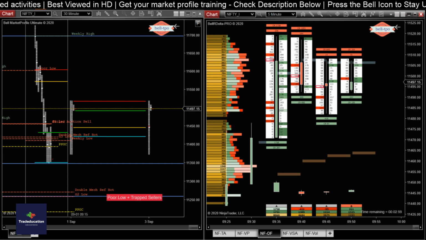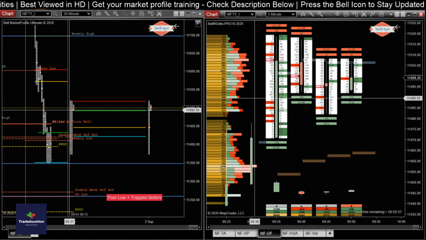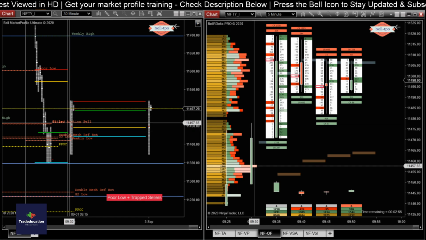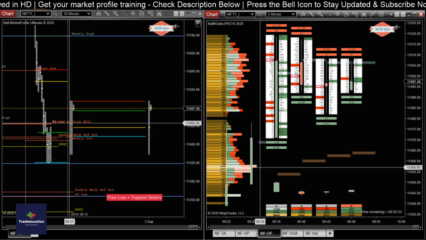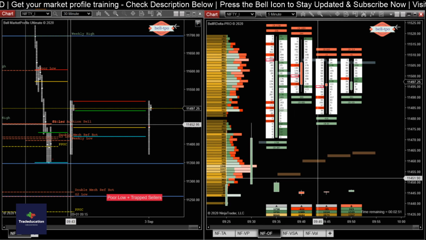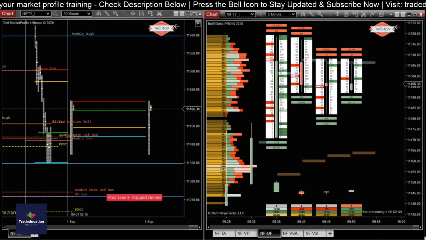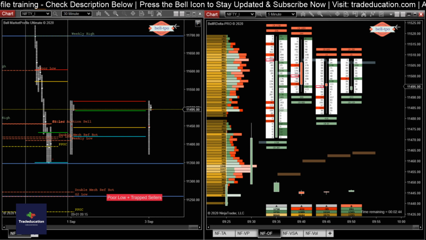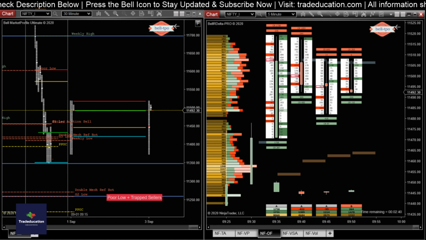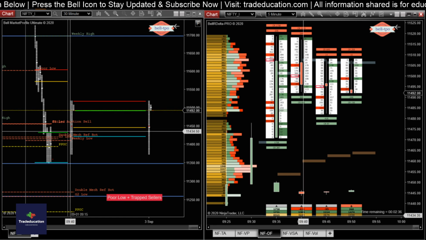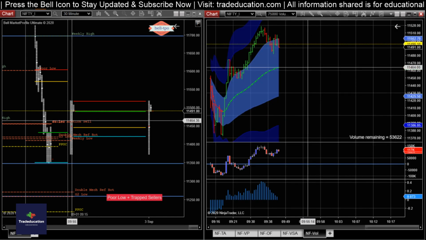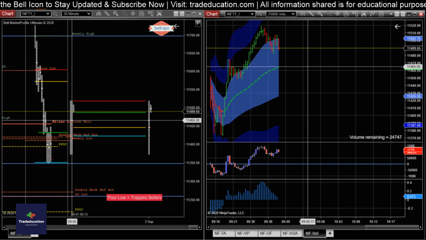So there is one fat balance here, another fat balance at the lower side, and this is where a lot of sellers were there. Okay, so it looks like they will be tagging the VWAP. Yes.